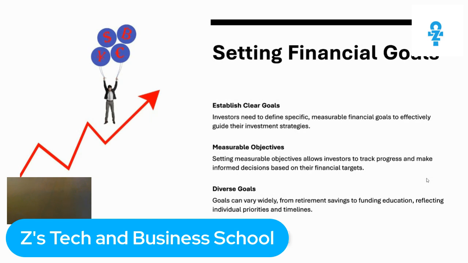Setting financial goals, establish clear goals. Investors need to define specific, measurable financial goals to effectively guide their investment strategies. Measurable objectives. Setting measurable objectives allows investors to track progress and to make informed decisions based on their financial targets. Diverse goals. Goals can vary widely from retirement savings to funding education, reflecting individual priorities and timelines.